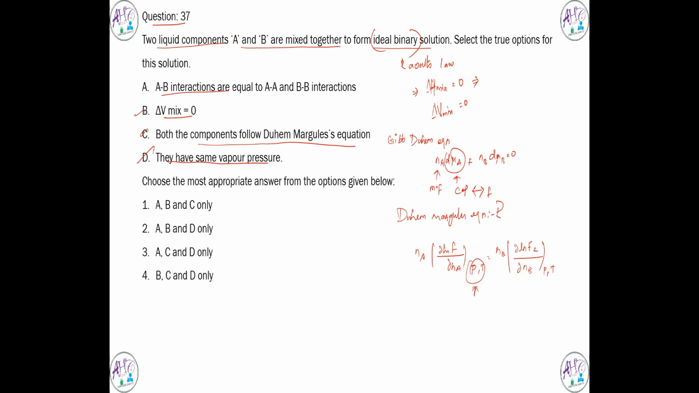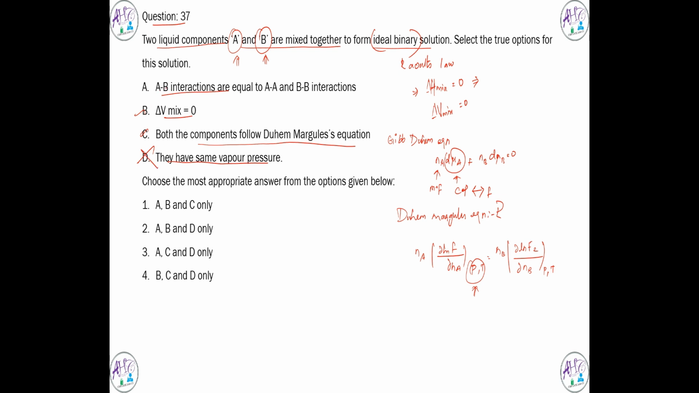And what about A? I think I'm missing something. Let me see. We are going to keep the vapor pressure of A as constant and B as constant, which doesn't mean that these two are equal. So what about option A?